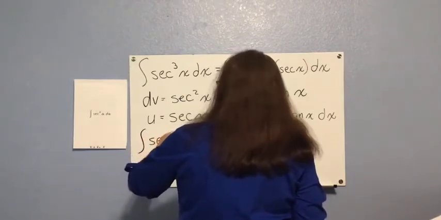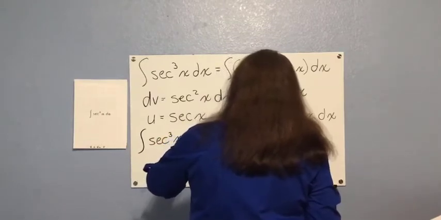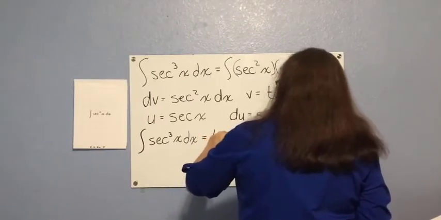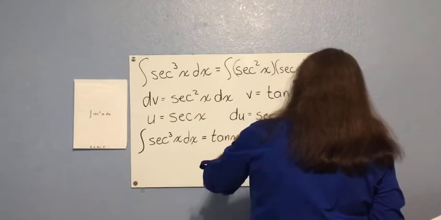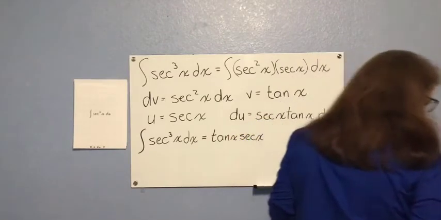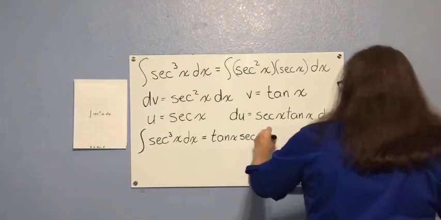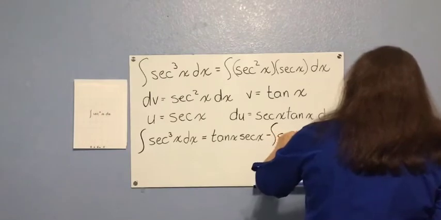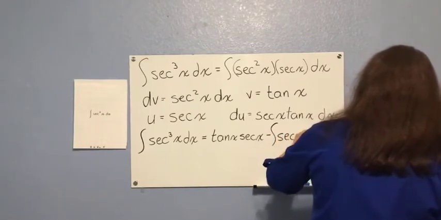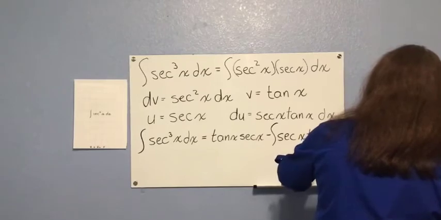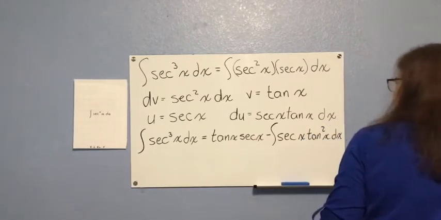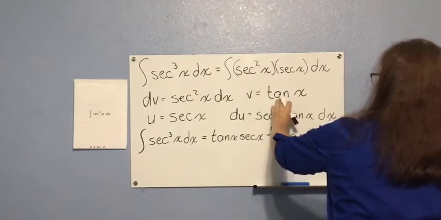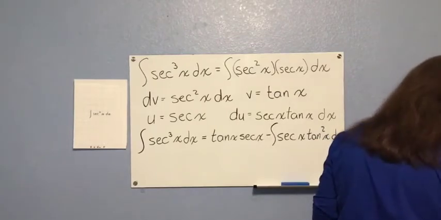Okay, so we get the integral of secant cubed x dx is equal to u times v, so tangent x secant x minus the integral secant x tangent squared x dx. You can see that in du we had a tangent x and v was another tangent x. That's why I have tangent squared x.